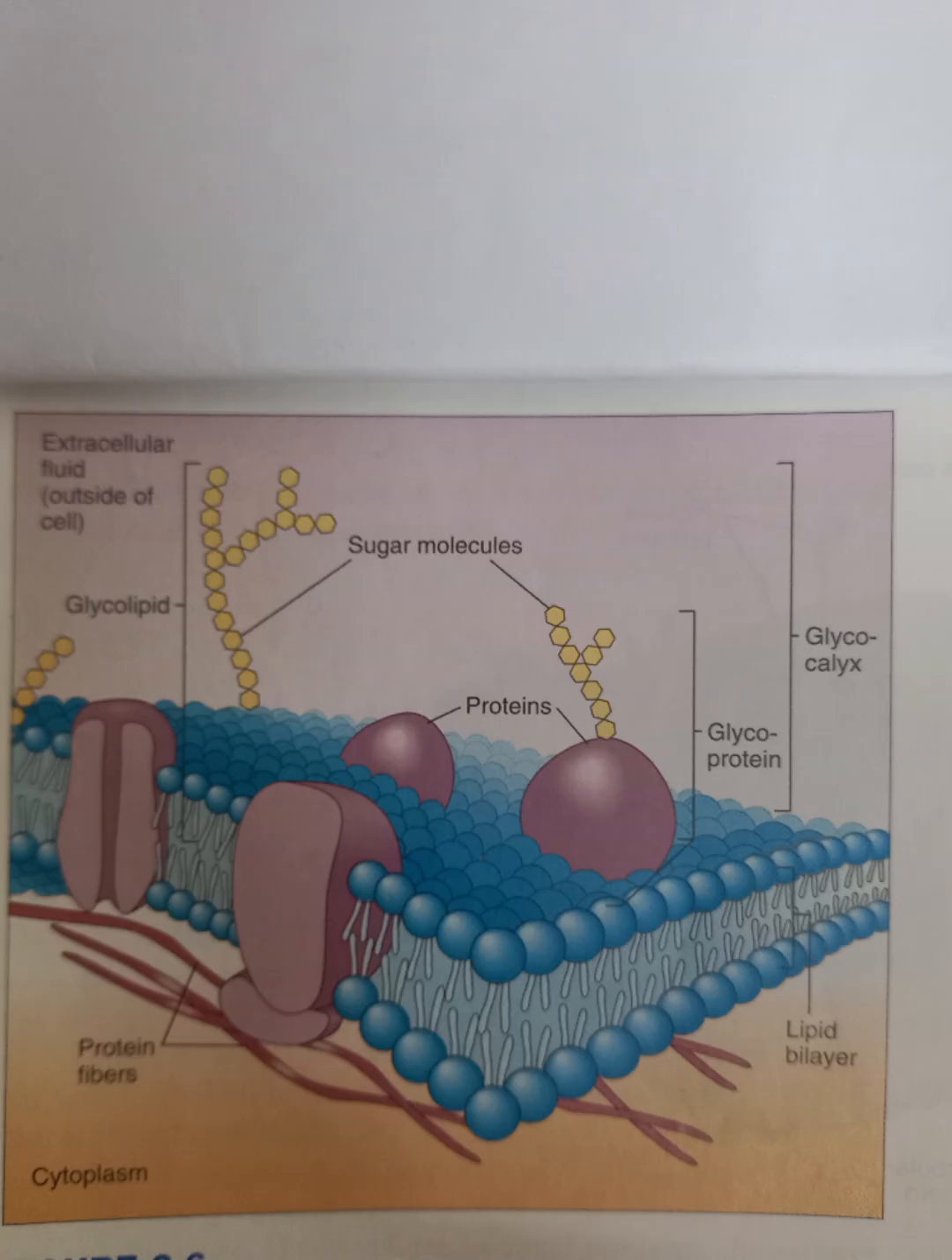Fourth feature of plasma membrane is the presence of carbohydrates that unite with the proteins. When carbohydrates unite with proteins, they form glycoproteins, and when they unite with the lipids, they form glycolipids on the surface of plasma membrane. Surface carbohydrates and the portions of the protein and lipid make up the glycocalyx.